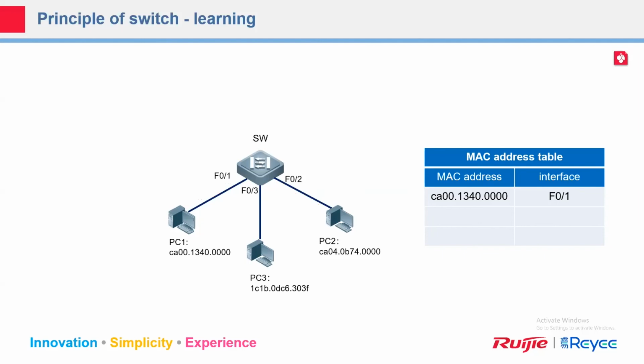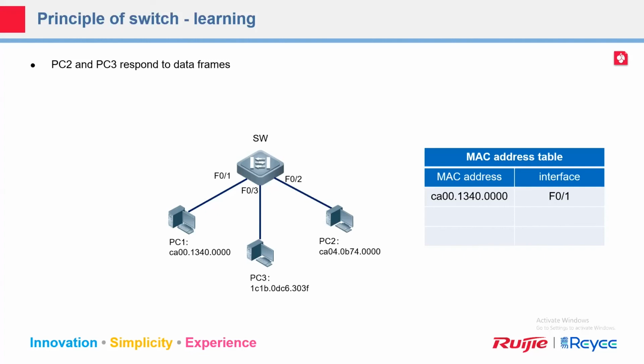Then the second one, when PC2 and PC3 receive the broadcast packets, right? Broadcast means everyone receives, everyone has to deal with the packets. That means maybe PC2 and PC3 will give a reply. Of course, it depends on your real network. Not every broadcast receiver will give a reply. It depends on the real network.